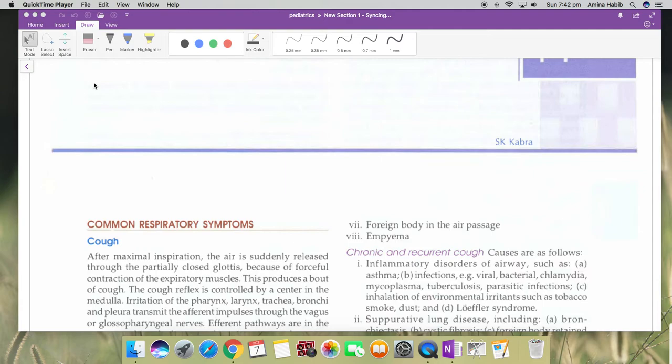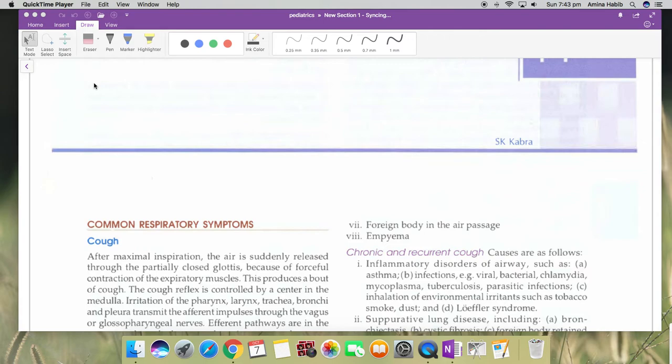Then one point about gas transport. The hypoxia in a newborn is corrected in 5 minutes, hypercapnia by 20 minutes, and acidosis in the first 24 hours. So oxygen is corrected in 5 minutes, carbon dioxide in 20 minutes, and acidosis in 24 hours, meaning 1 day. The initial acidosis is metabolic acidosis, meaning lactic acidosis.